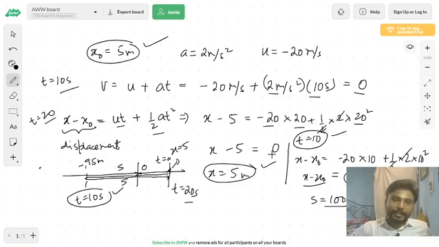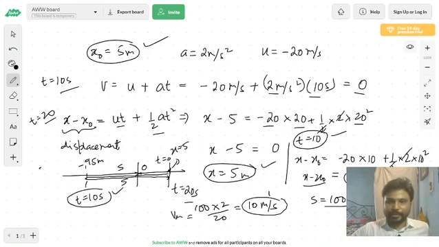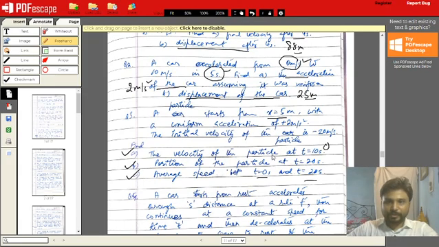Now, what we said is that we have to cover 100 meters again, so the total distance we have covered is 100 times 2, and the total time which we have taken is 20 seconds. So this would give us the average speed as 10 meters per second. So the initial velocity, the final velocity at 10 seconds is 0. The position of the particle at 20 seconds is 5, and the average speed is 10 meters per second.